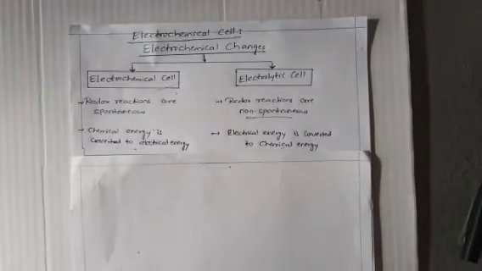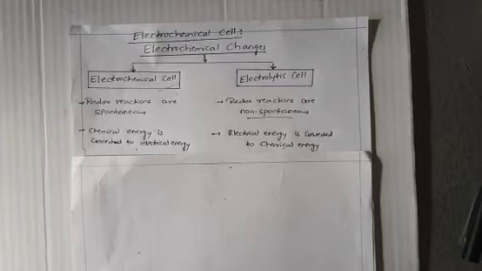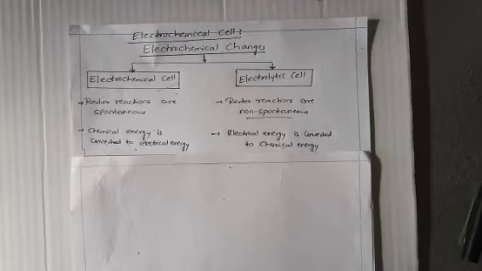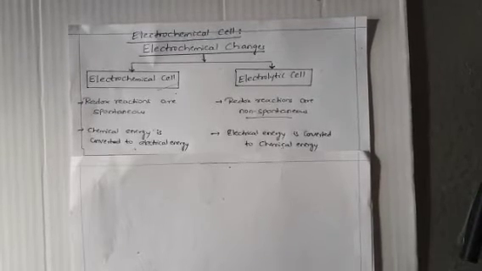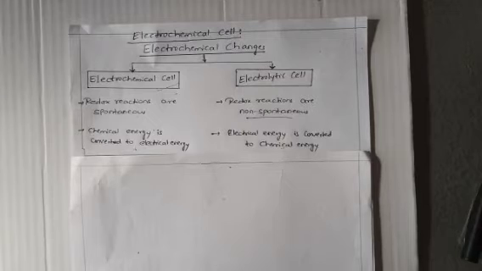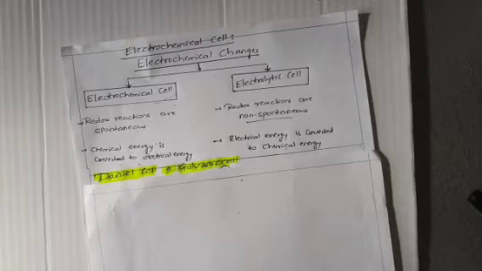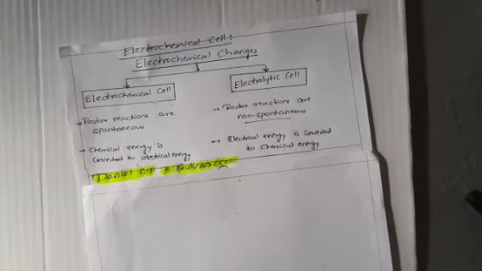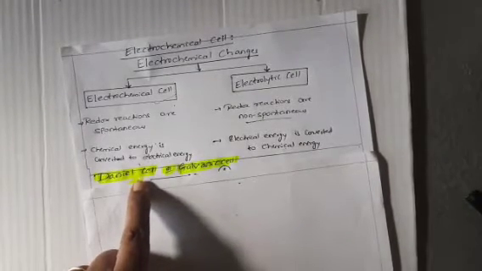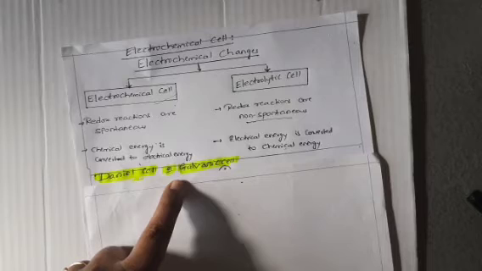So when we talk of electrochemical cell, it is a common type of cell and it is the first developed cell. Okay, that was known as Daniell cell or galvanic cell. Once again I will repeat, electrochemical cell is a common type of cell and it is the first developed cell that was known as Daniell cell or galvanic cell.